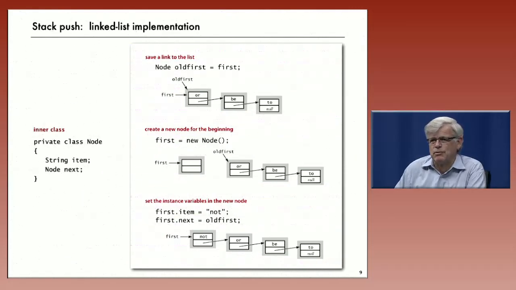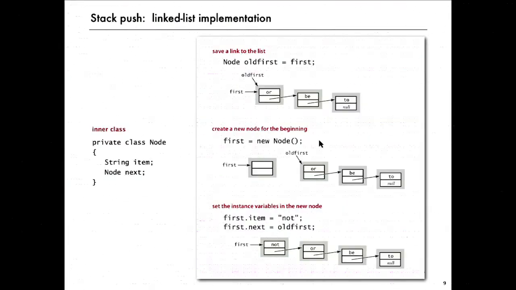What about the push operation? For the push operation, we want to add a new node at the beginning of the linked list. So first thing we do is save away the pointer to the beginning of the list. That's oldfirst equals first. Then we create a new node that's going to be the new node that we put at the beginning of the list. That's first equals new Node. And then we set its instance variables.